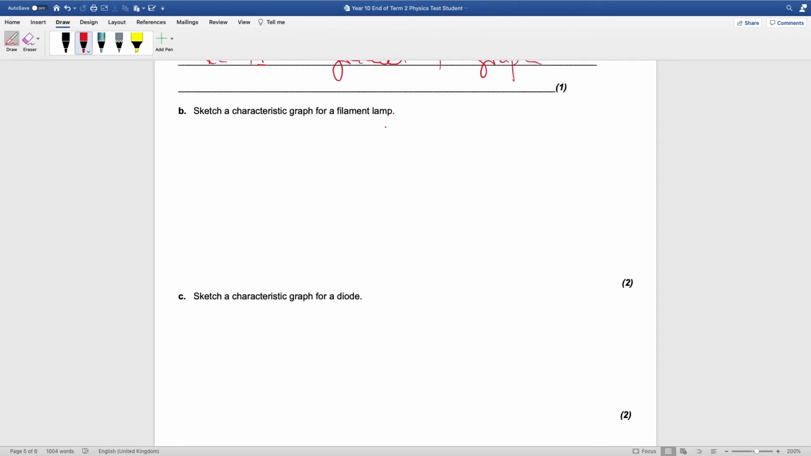Sketching the characteristics then for the filament lamp. You've got to put I on the vertical axis and V on the horizontal axis, because V is your independent variable and I is your dependent. Make sure that you label your axes with the quantities and the units. You know the resistance increases, so you know the gradient decreases, and so it curves like that. You have to put it into the third quadrant as well. So there you go. You should know that graph, but equally you should be able to work it out.